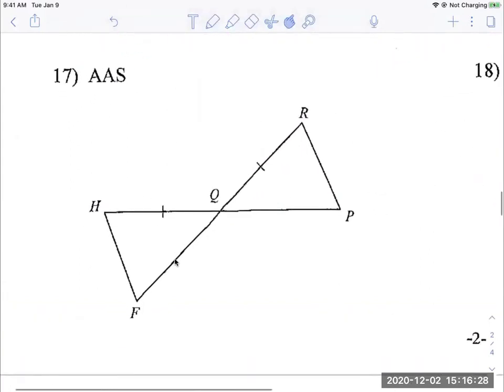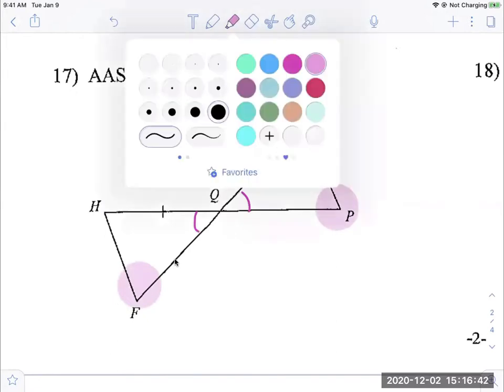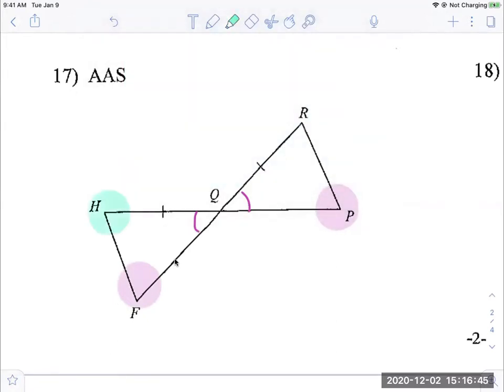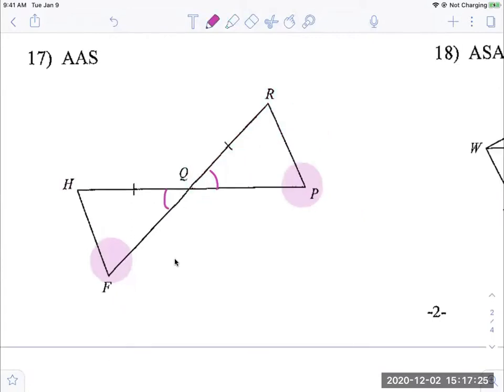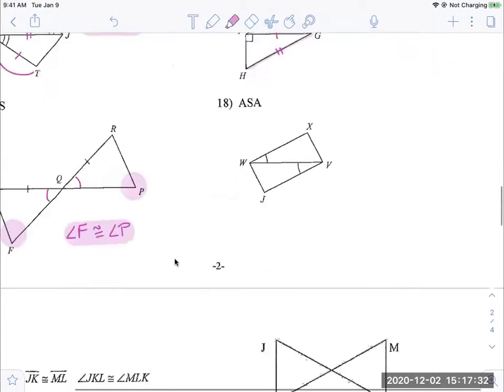Then for angle, angle, side. So we don't have to be given the vertical angles. We know that those are congruent. What we do need to be given for angle, angle, side, I want to know that angle measure there and this angle measure here. I don't want to put this angle because that would be angle, side, angle, right? And I don't want this angle because that's angle, side, angle. So I want to know that angle F is congruent to angle P.